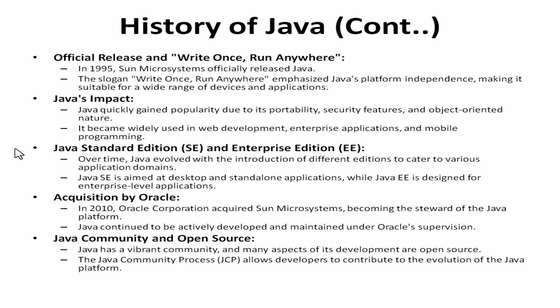Acquisition by Oracle. In 2010, Oracle Corporation acquired Sun Microsystems, becoming the steward of the Java platform. Java continued to be actively developed and maintained under Oracle's supervision. Java community and open source. Java has a vibrant community and many aspects of its development are open source. The Java Community Process allows developers to contribute to the evolution of the Java platform.